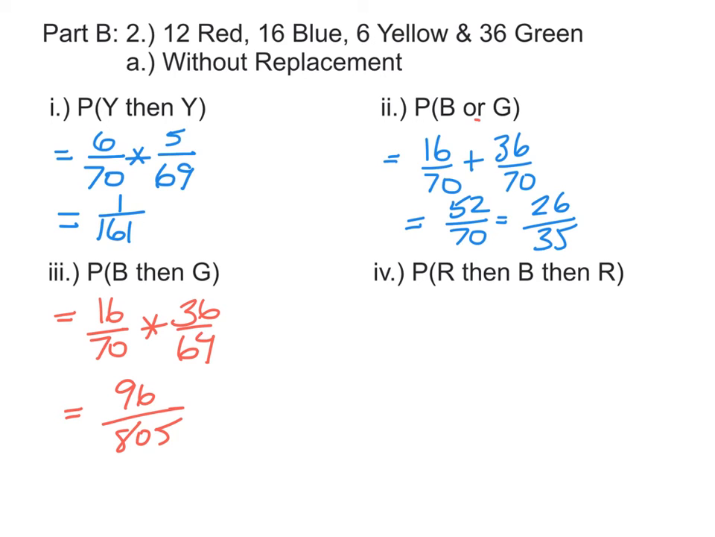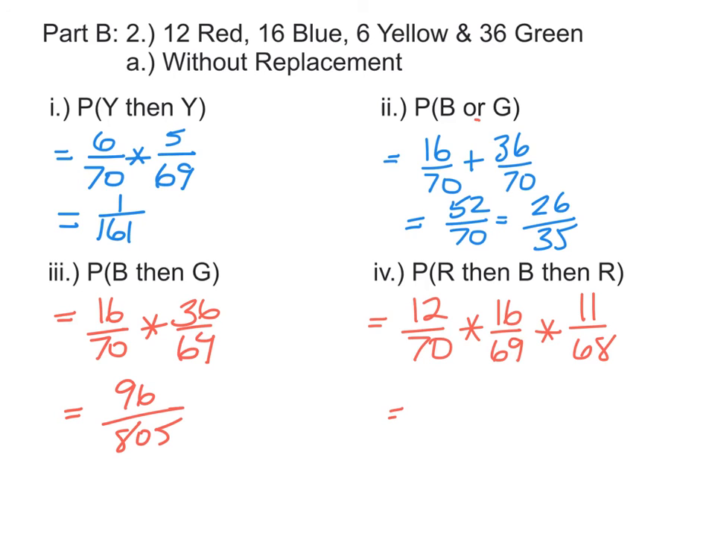For the last one, it looks like there's going to be 3 marbles that get taken out. So first, take out a red one. That would be 12 out of 70. And then means multiply. For the blue one, there are 16 blue marbles in there, but there's not 70 marbles in there overall anymore. We took one red out, so now there's only 69. And when we go back for another red marble, well, there aren't 12 in there anymore. We took one of those out, so now there's 11. And there's not 69 marbles in there in total anymore because we took out the red and we took out a blue, so now we're down to 68.